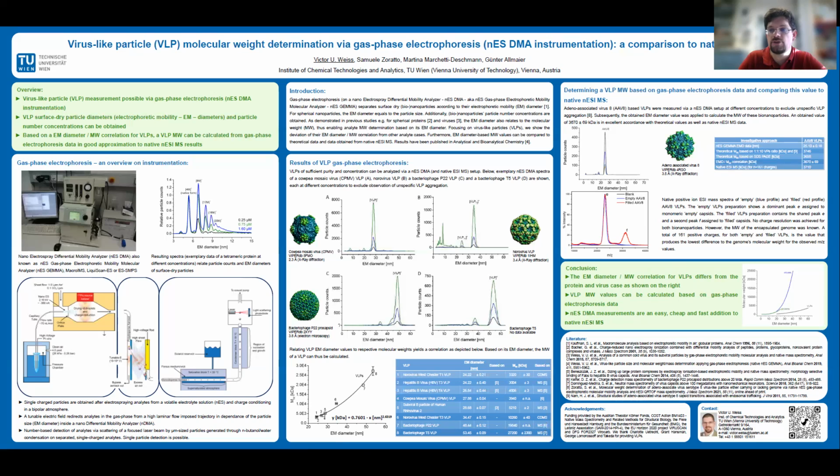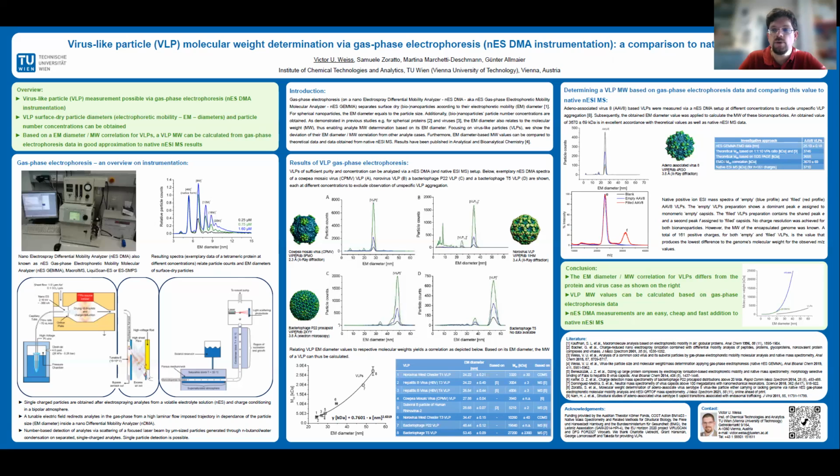We were able to measure that by a nanoparticle via gas phase electrophoresis. We obtained its electrophoretic mobility diameter, took that value, put it to the correlation, and got its molecular weight in very good approximation to the value which we got from native nanoelectrospray ionization mass spectrometry.